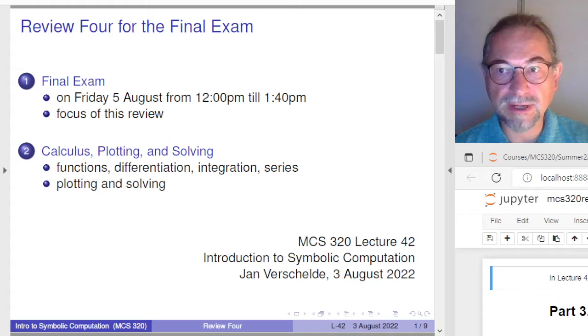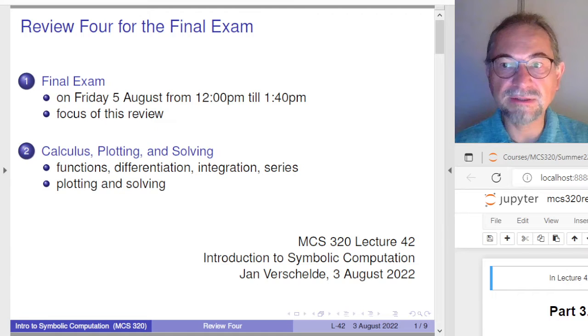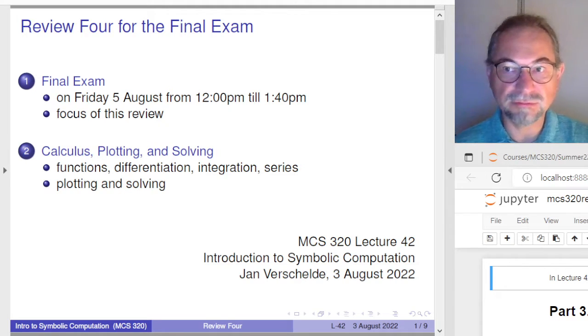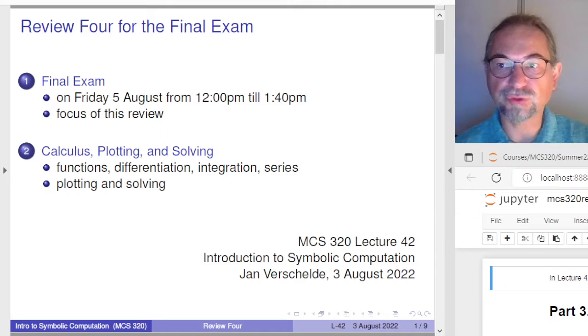So I will go again over the protocol for this exam and then what the focus is of this review, namely of the second half of the course, where we looked into functions, differentiating them, integrating them, and approximating them with power series. And then we had the plotting and the solving of the equations, not only polynomial equations but also differential equations, and we considered polyhedral optimization problems.